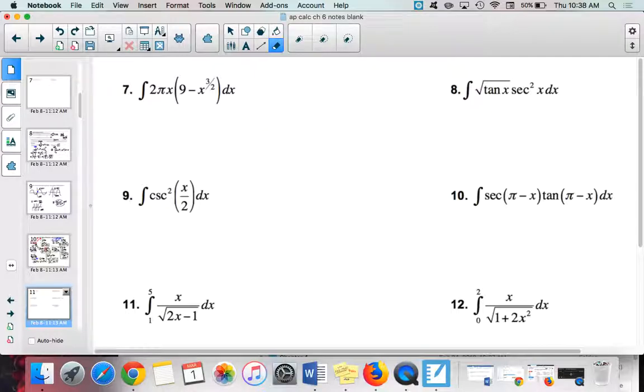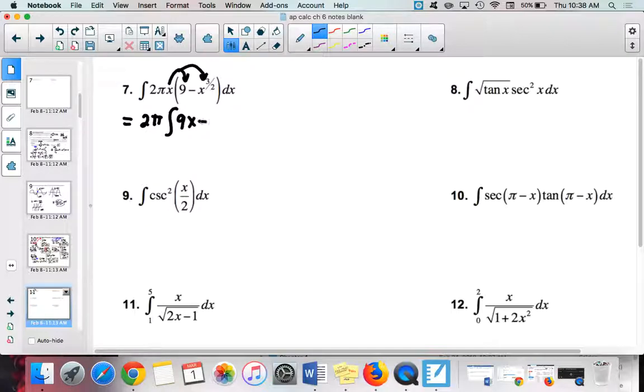You can multiply it out. Yeah, so what we're going to do is this 2 pi is a number. I'm just going to pull that out. And then the x is going to be multiplied into each thing. So I'm going to integrate 9x minus x to the 5 over 2 when I multiply that x in. So I'm going to have my 2 pi out front. And when I integrate 9x, can you guys kind of do that in your head? You'd have the 9 times the 1/2. So it's 9 over 2 x squared.